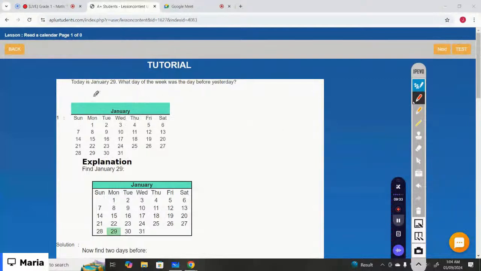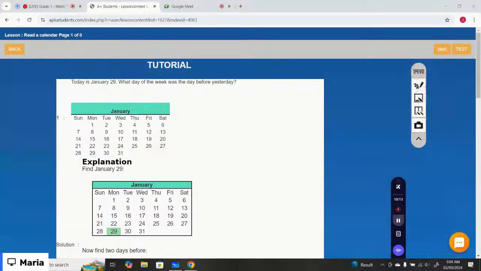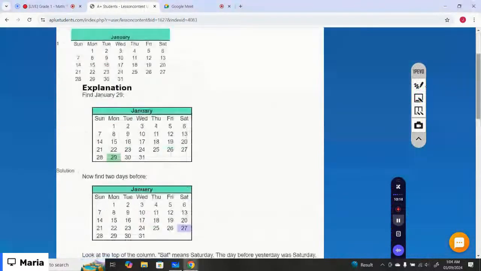So let's just start with the first example. Today is January 29. What day of the week was the day before yesterday, right? So today is 29th. Yesterday was 28, right? That means you have to go to 27. Day before yesterday is 27. The correct option is 27. Got it? If today is 29, yesterday is 28, and before 28 it's 27. So that means the day before yesterday is the 27th.